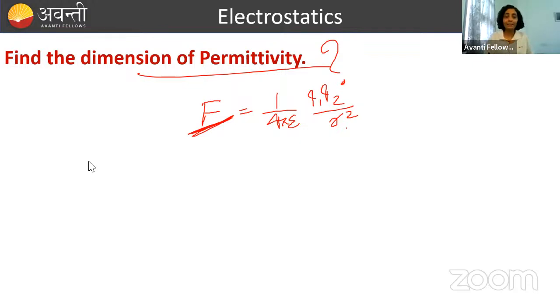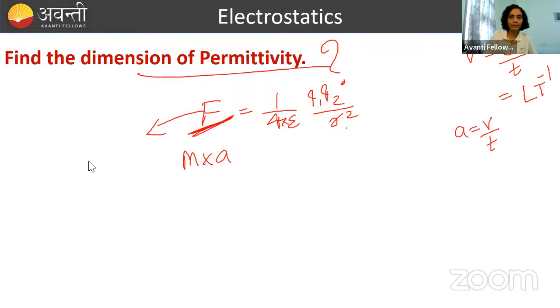And yes, instruction for those people who are unable to write even the dimension of force: please learn it. Even if you don't know now, try learning it. Force को हम कैसे लिखते हैं? Mass into acceleration. Acceleration is what? Velocity by time. Velocity means distance by time, so its dimension is L T minus 1. Acceleration is velocity by time, so this will be L T minus 1 by T, which equals L T minus 2. Now mass into acceleration, that is, the dimension of force, will be M L T minus 2.